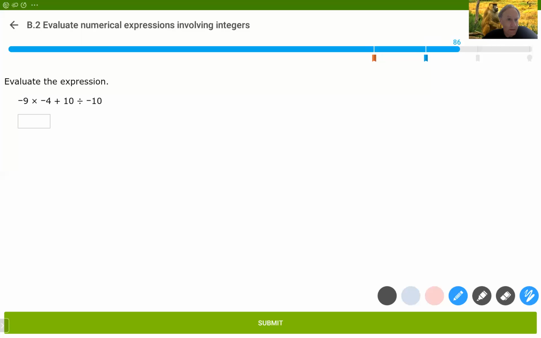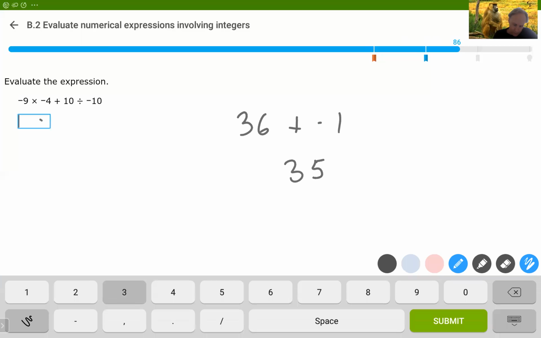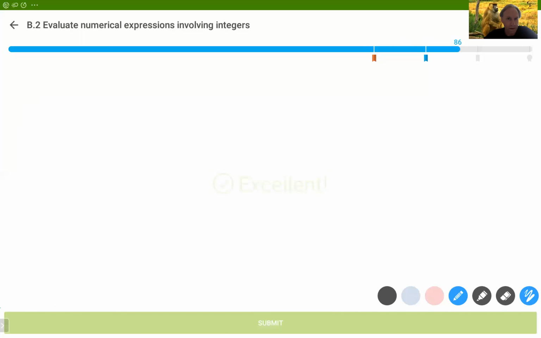Got a division and a multiplication, both separated by an addition. You have to do the multiplication first. -9 times -4 is positive 36. 10 divided by -10 is -1. So we're looking at 35. I'm going to move this along here so we can get it done.